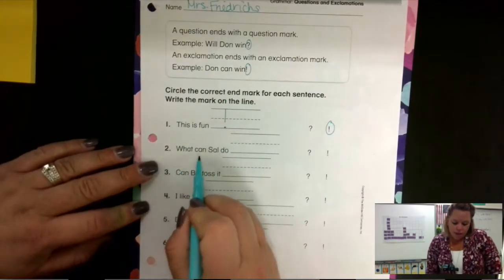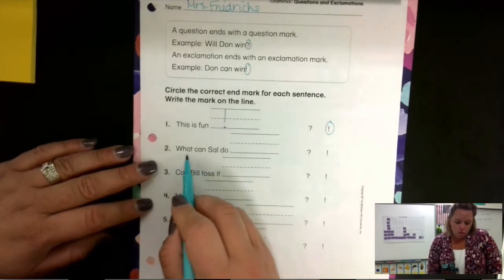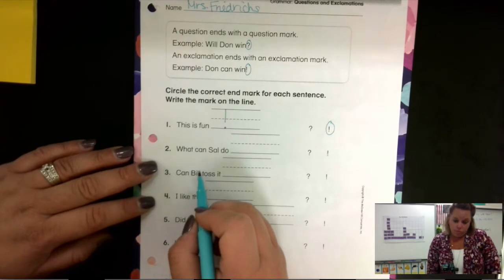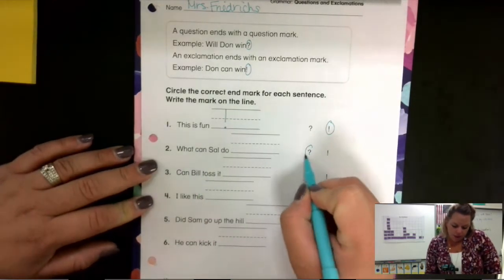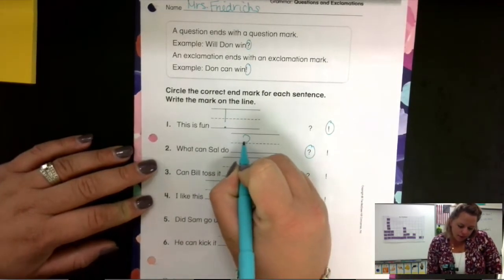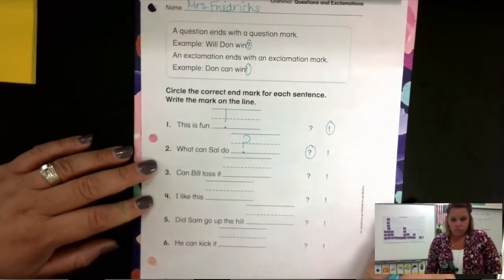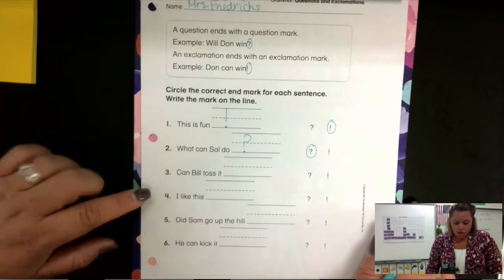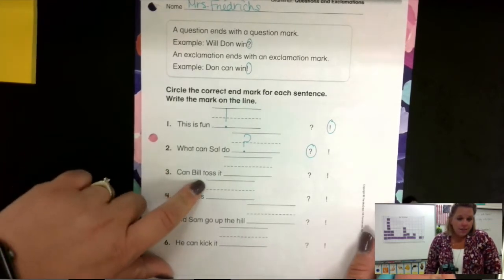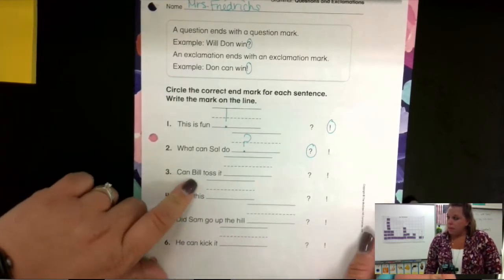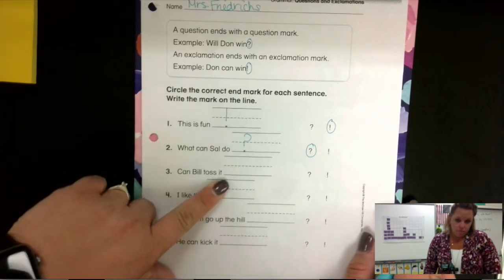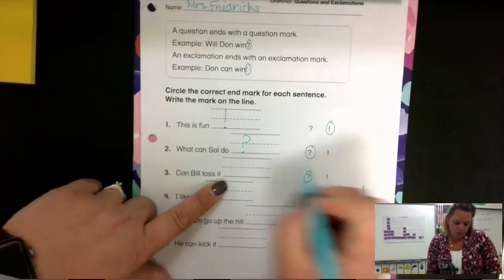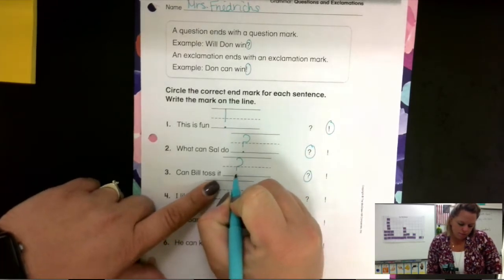Number 2, what can Sal do? That needs to be a question, doesn't it? Number 3, can Bill toss it? Yes, hopefully you put a question mark.